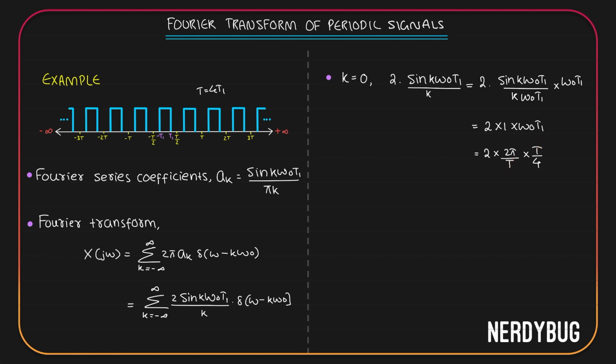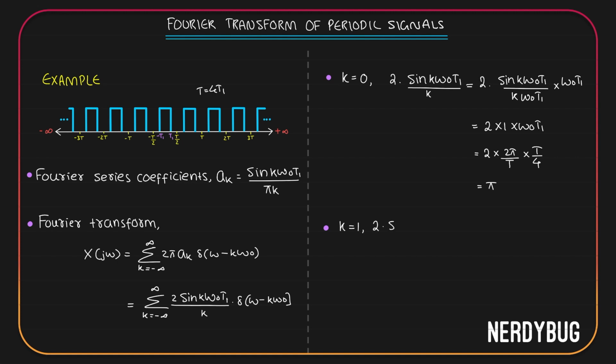T and t get cancelled. 2, 2 and 4 get cancelled. So the value of X(jω) at k equal to 0 is simply π. In the same way, let us try k equals 1.